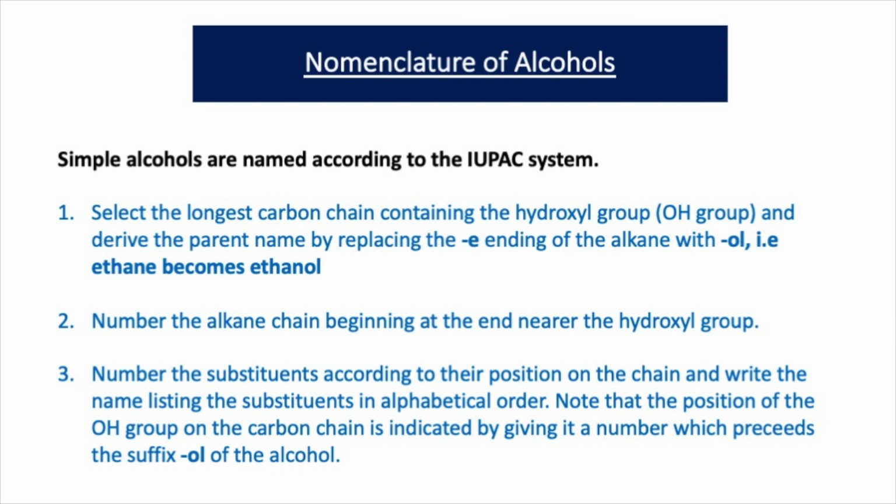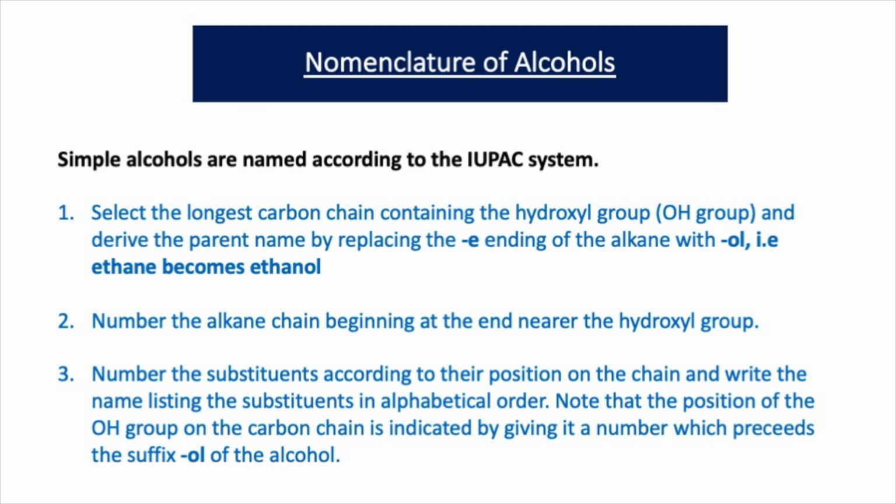So now we're going to focus on how we name and classify alcohols. Now, alcohols are named according to the IUPAC system. Remember, IUPAC stands for the International Union of Pure and Applied Chemistry. So the first step when naming an alcohol is to select the longest carbon chain containing the OH group, and then you derive the parent name of this alcohol by replacing the E ending of the alkane with ol, i.e. ethane becomes ethanol, propane becomes propanol.